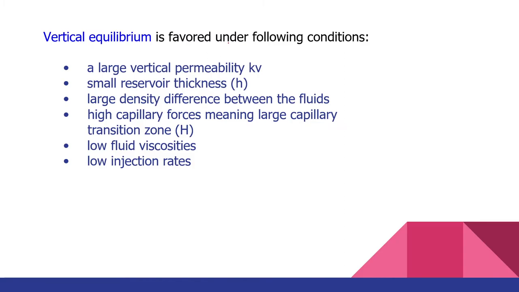Vertical equilibrium is favored under the following conditions: when you have a large vertical permeability, kv, with a small v, a small reservoir thickness, h, a large density difference between the fluids, a high capillary force, meaning a large capillary transition zone, and low fluid viscosity and low injection rates.